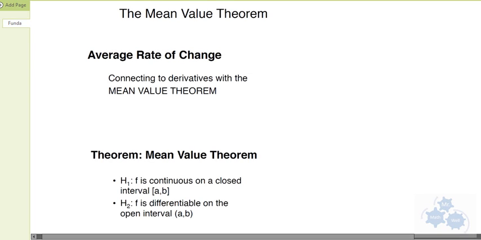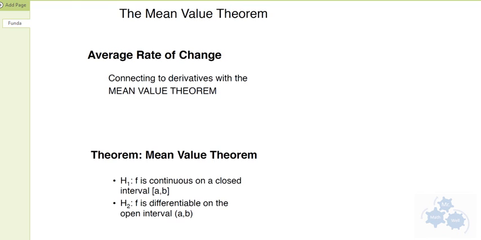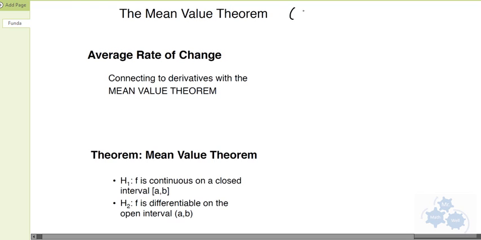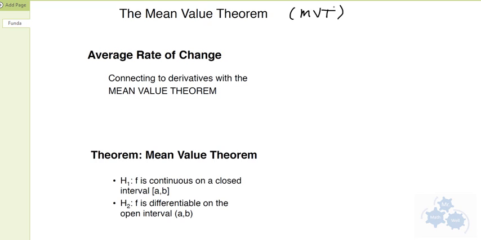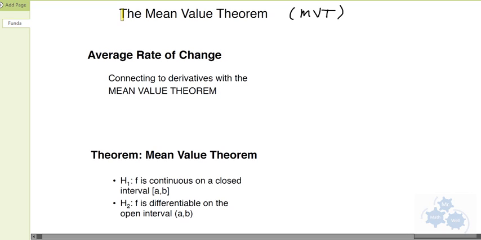All right, so today's lesson, AP Calculus AB, is the mean value theorem. You'll also see it represented as just capital M, capital V, capital T. On your AP Calculus exam, if you just write capital M, capital V, capital T, they'll know that means the mean value theorem. All right? So, the mean value theorem.